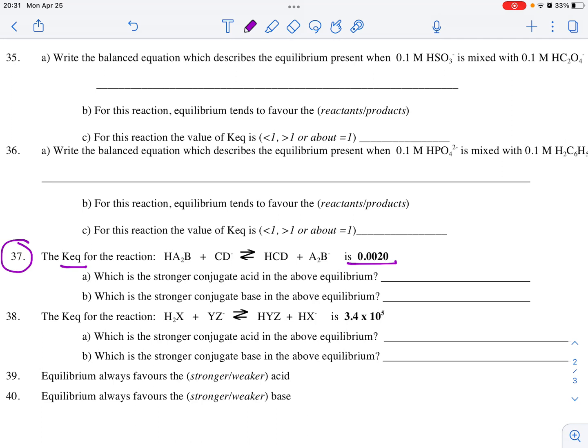Let's take a look here. Which is the stronger conjugate acid and which is the stronger conjugate base? Okay, so this is going to be an acid with this KEQ. It's going to be a weak acid. This is going to be a weak base, which means this is going to be a strong acid, and this is going to be a strong base. Which is the stronger conjugate acid in the above equation? I will go HCD. And which is the stronger conjugate base? SB.